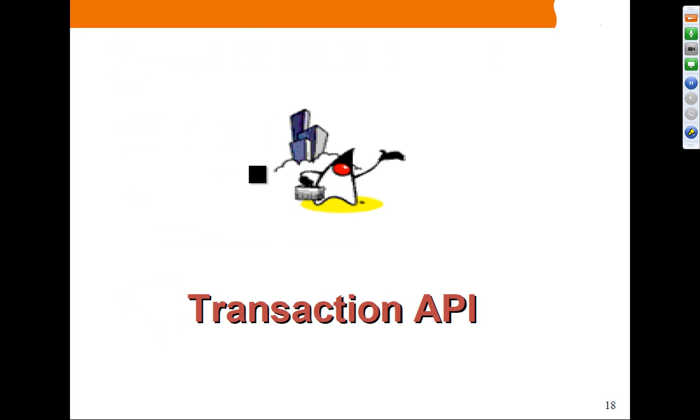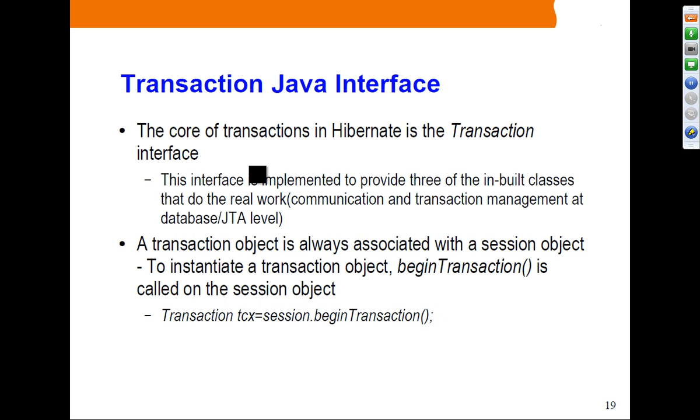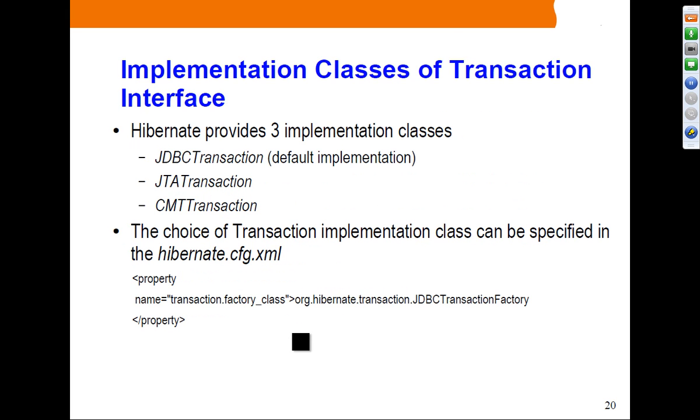Okay, so the Transaction API is the portable API we just talked about. The core of transaction handling in Hibernate is the Transaction interface, and this interface is implemented by three built-in classes that do the real work. The code that we have seen is basically you get the transaction object by calling the beginTransaction method from a session object. Underneath, there are three different types of transaction implementation.